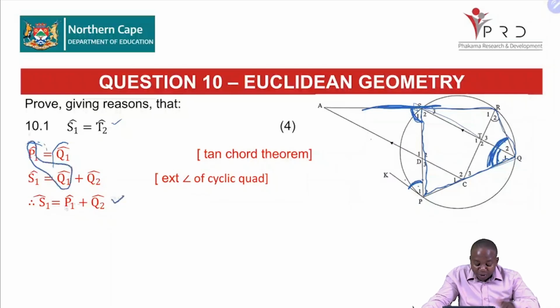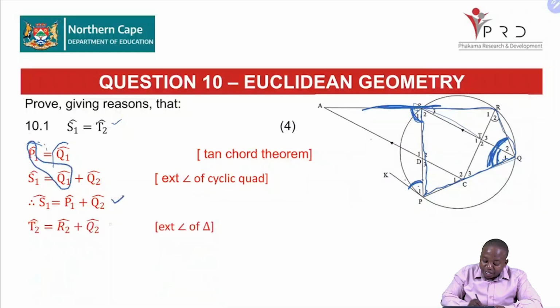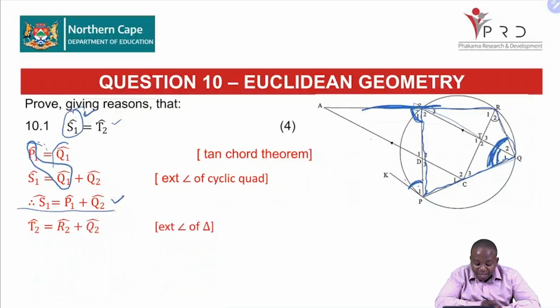That's what I'm having. So what is the next thing to do right now? The next thing to do is to look at T2. Remember, I've dealt with S1 extensively. I'm done with S1 there. Now I'm trying to find a connection between T2 and S1 by saying, can I at least try to get T2 to be equal to P1 plus Q2? That is what I'm trying to do here.